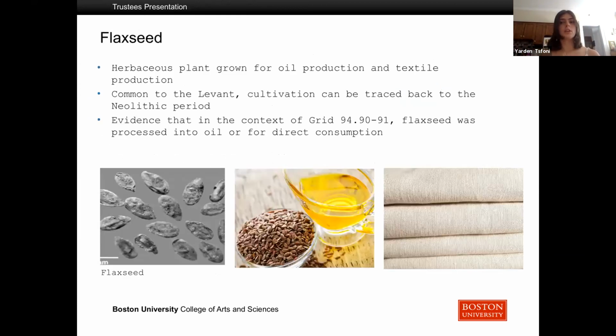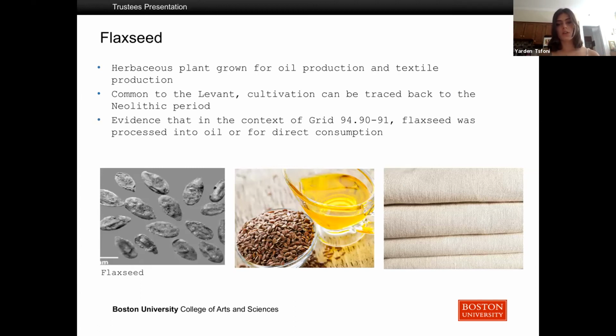So flax is an herbaceous plant that both in antiquity and today is grown for oil production and textile production like linen. Flax was not uncommon in the Levant, and evidence shows cultivation dates back as far as the Neolithic period, and during the Greco-Roman period, which we're looking at, it was mainly grown for the production of linen, with some evidence suggesting it may have been stored as a famine food or part of a regular dietary supplement.